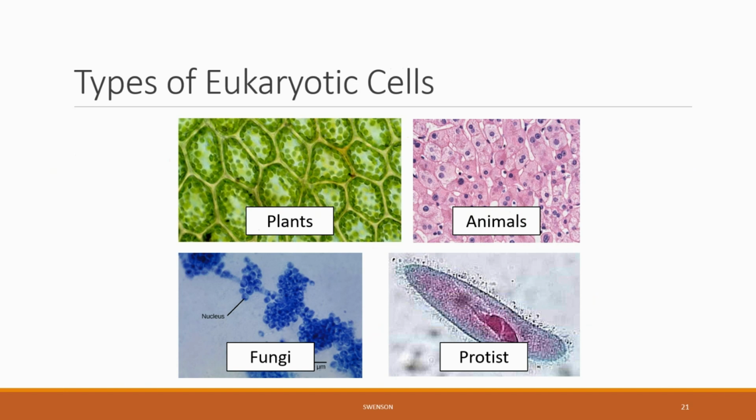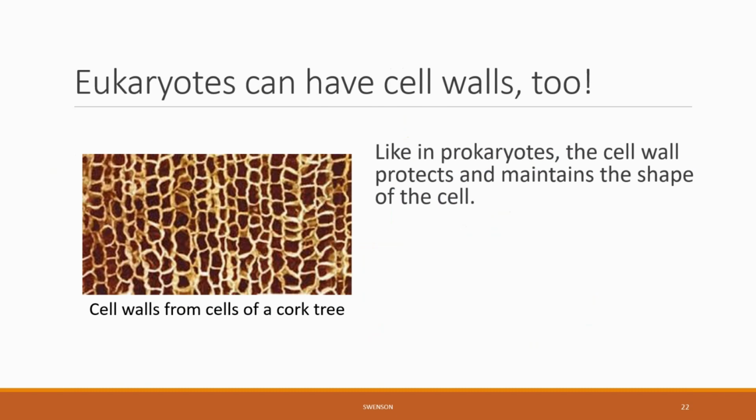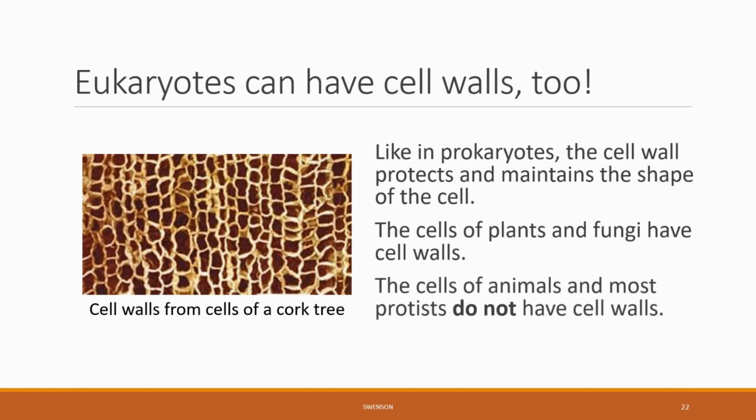Eukaryotes can be broken up into subcategories of plants, animals, fungi, and protists. Protists are the one that we might be less familiar with here, and it's a catch-all for eukaryotes that are none of the first three and are mostly, but not always, found to be single-celled. Some eukaryotes also have a cell wall that helps maintain the shape and protect the cell. Plants and fungi have cell walls, but protists and animals do not.